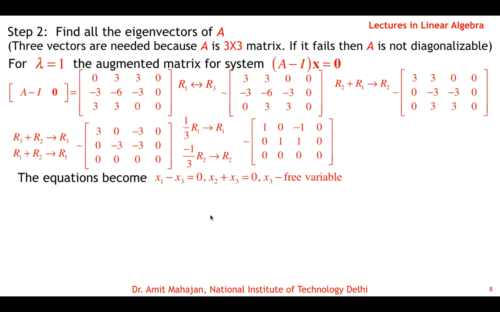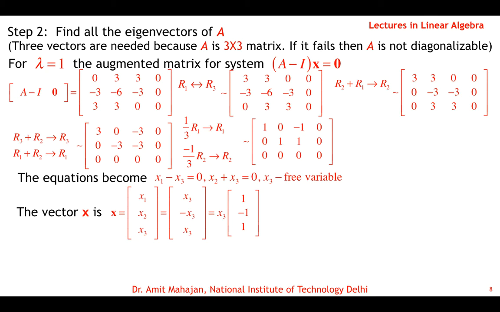Okay, so we can write the x vector, the solution here, as the column vector x1 x2 x3. Put x1 as x3, x2 as minus x3, and x3 is free. Okay, so x1 is x3, x2 is minus x3, x3 free. So it gives us the one vector (1, minus 1, 1). Okay, so corresponding to lambda equal to 1, we get the eigenvector as (1, minus 1, 1).